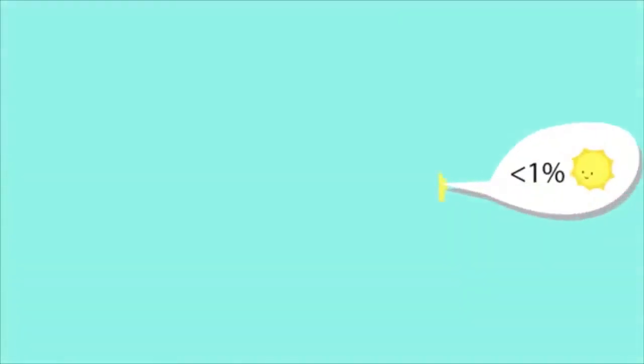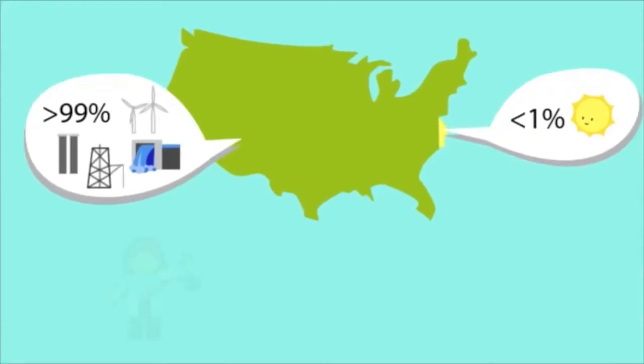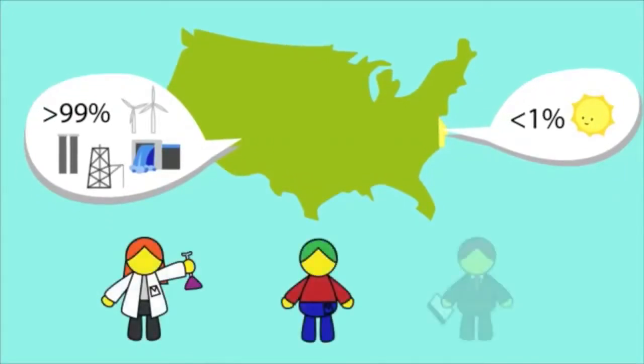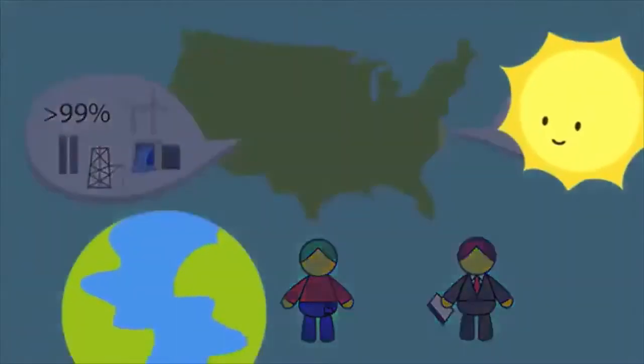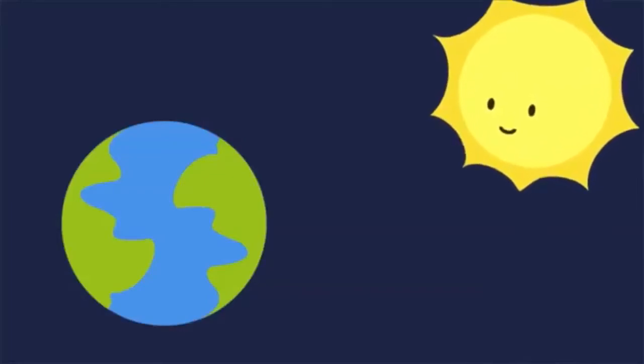Currently, less than 1% of all energy produced and used in the United States comes from solar energy. But as more researchers, private citizens, entrepreneurs, and government agencies are recognizing its amazing potential, we're moving closer to a solar-powered society every day. The more we advance our use of solar energy, the brighter our future can be.